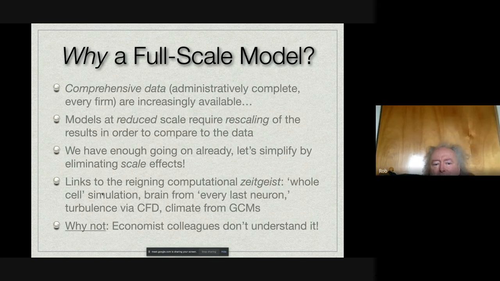Can you build cells from the actual chemical reactions, whatever? So we're basically saying, let's try to build a model at full scale, every single worker, every single firm. Now, there's one important reason why not to do this, and that's that my colleagues who are economists don't really dig this, and so there's definitely a hurdle associated with getting them to buy into it. Anyways, what I'm going to show you now are the results.